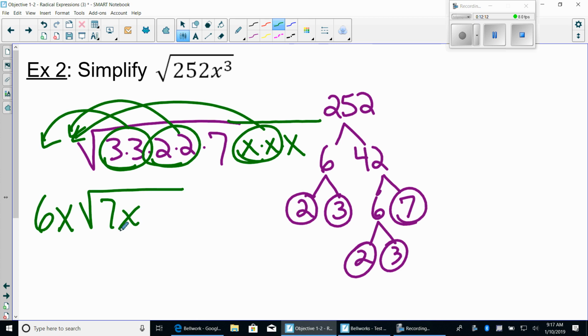7x. Now, you cannot check your x's. You can't check your x's. But you could check your numbers. Like you could put in the square root of 252, get a decimal, and then you could put in 6 and square root of 7. And it should be the same decimal. Any questions on that?